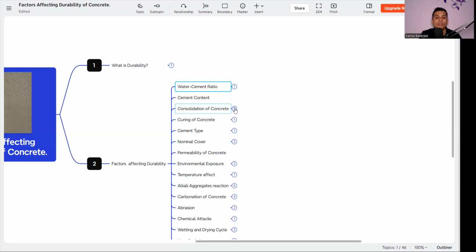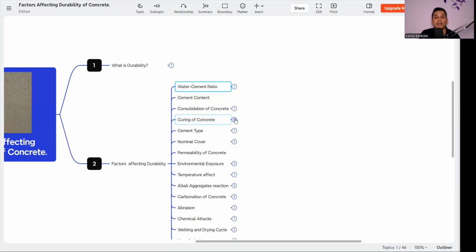Then consolidation of concrete is also very much important. Why? Because if we are not compacting the concrete properly, what will happen? There will be voids inside the concrete, and at the void there will be no homogeneity maintained. So there will be different parts with different grades and different density, and from these voids, again all the chemical attacks will happen, and again the concrete strength will be reduced.